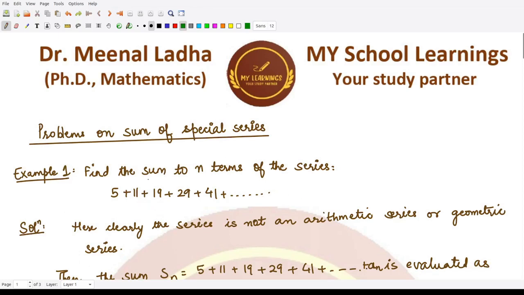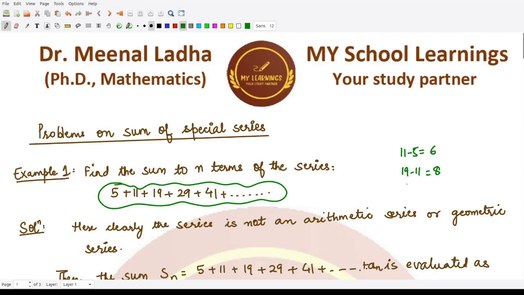So clearly you can see this series does not form an arithmetic progression, or come under the category of geometric progression as well. Because 11 minus 5, what is it? It is 6. What is the next term? 19 minus 11, how much is it? It is 8. And next we have 29 minus 19, which is equal to 10, and so on. So you see these differences are not constant, so this does not form an arithmetic progression.